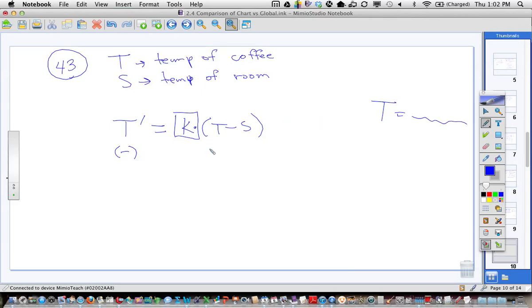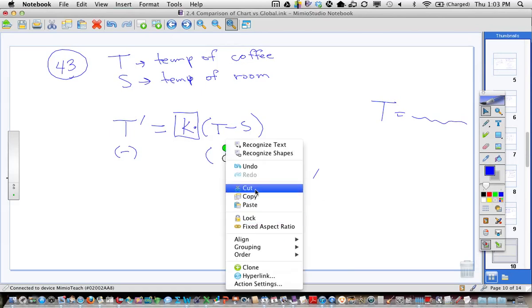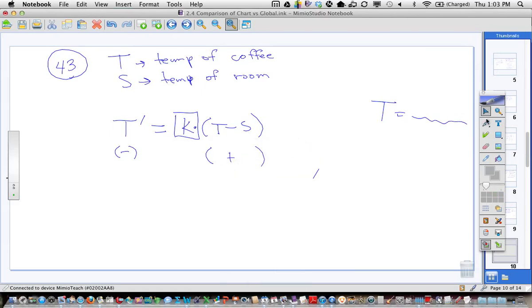Now, what about these parentheses here? Why is that positive? Because the coffee has to be greater. In this scenario, the temperature of the coffee is more than the temperature of the room. So this T is a bigger number than S, so when I subtract those, this is going to be positive. So therefore, if we know this is negative and we know those parentheses are positive, then K has to be negative.